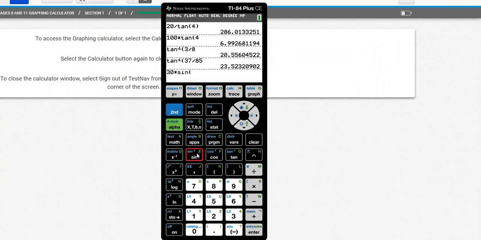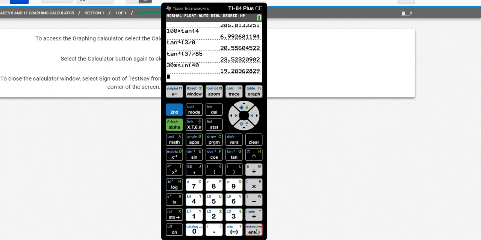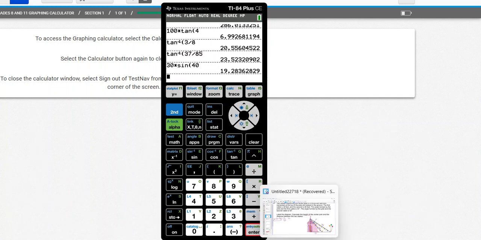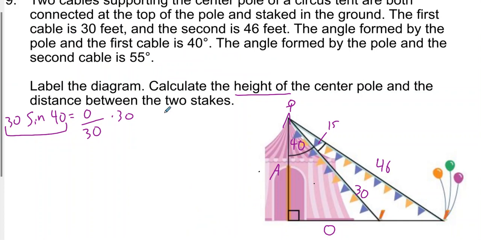So I'm going to put in my calculator 30 times the sine of 40. As with tangent, I want to make sure my calculator is in degrees. So this is going to be 19 point, and we'll round to 3. So this is 19.3. And then I want to find the whole distance, and then I could subtract to find this one.